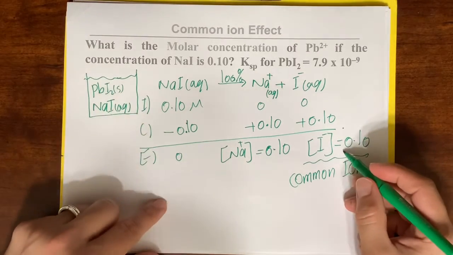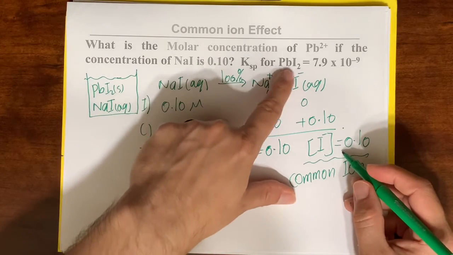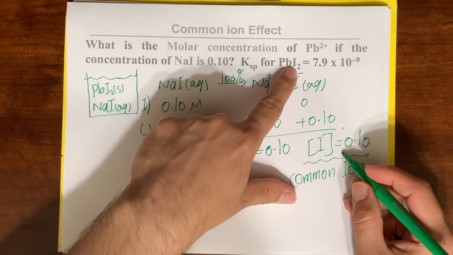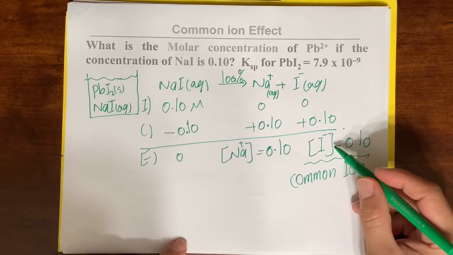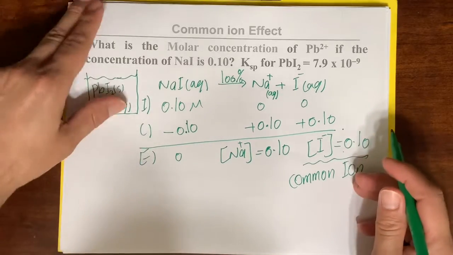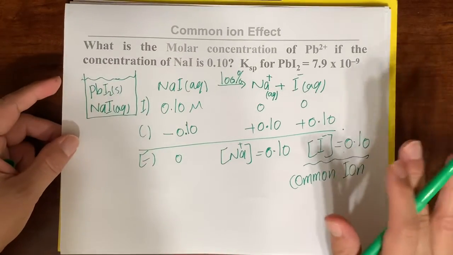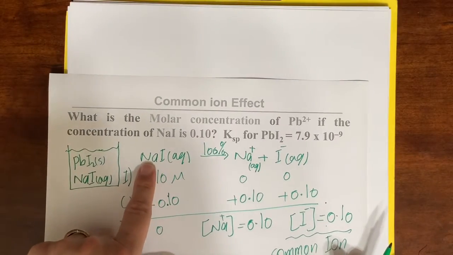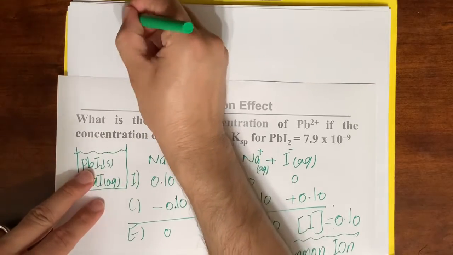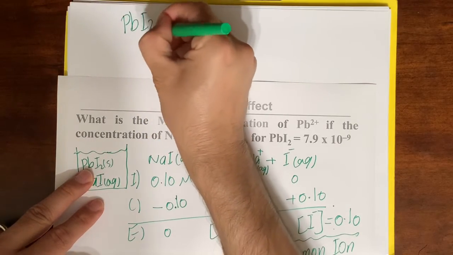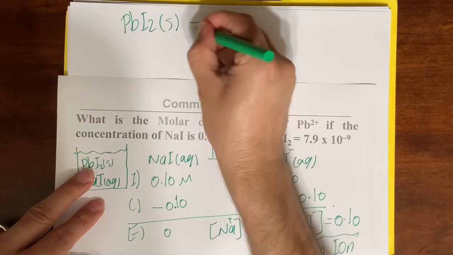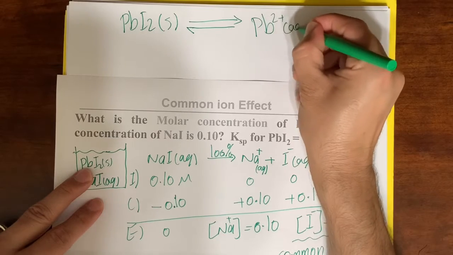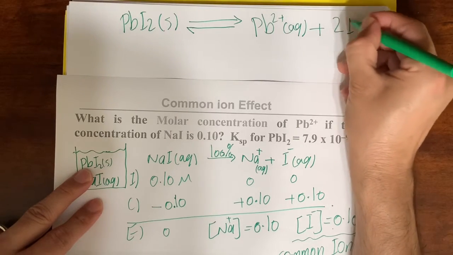Why is iodide the common ion? Because look at the lead iodide. It has iodide in it. So whenever this one generates iodide, you will have the effect of iodide that comes from sodium iodide. Now I know the initial concentration for iodide and sodium. Let's write the equilibrium reaction for lead iodide this time. Lead iodide under equilibrium with lead plus iodide.